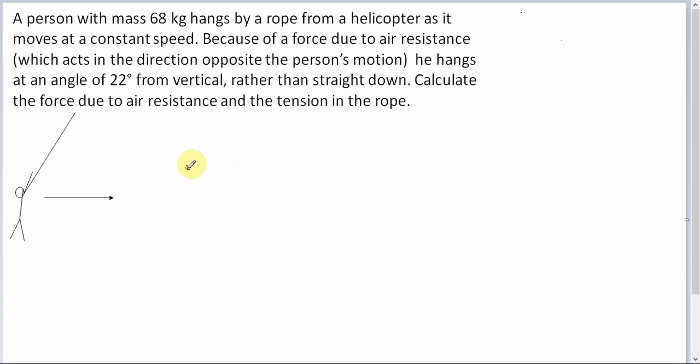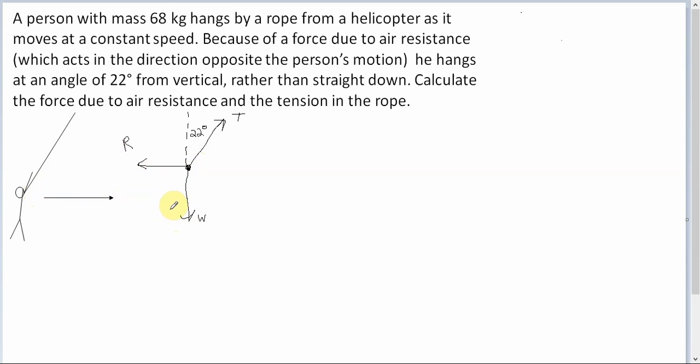So here's a dot, which represents our object, which is the person. And then for the forces, we have the tension in the rope, which is up this way somewhere at an angle of 22 degrees from vertical. We have a gravitational force, which is straight down. And then we have the air resistance force. Because the person is moving to the right, the air resistance force is going to be to the left. I'll call that R for resistance.